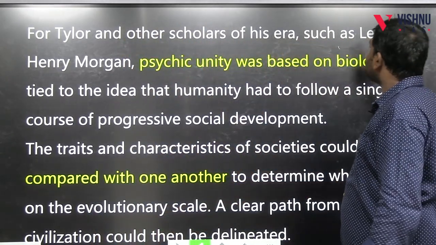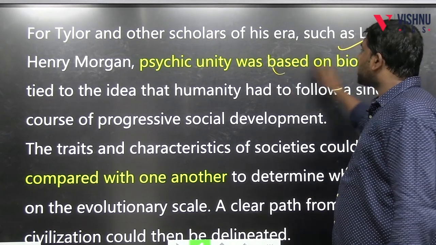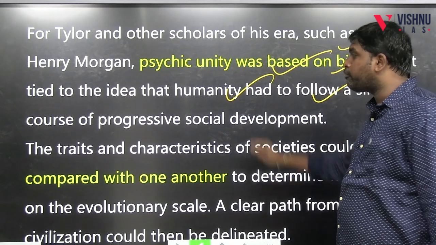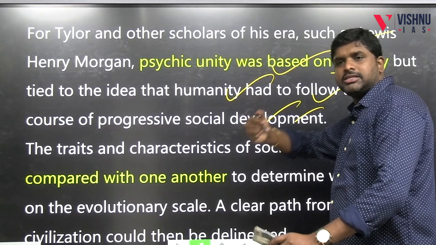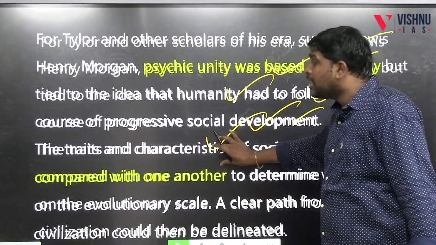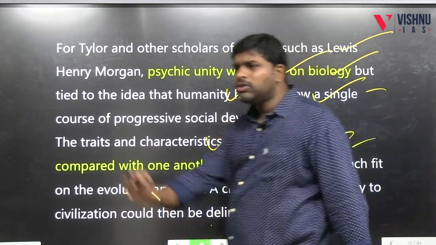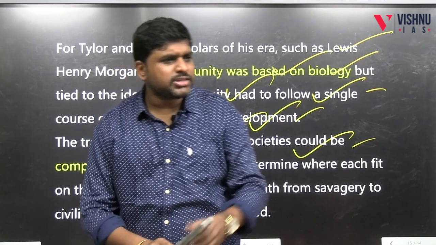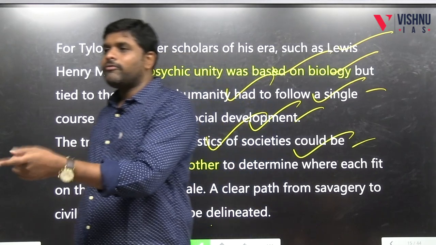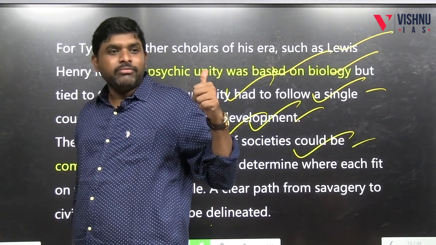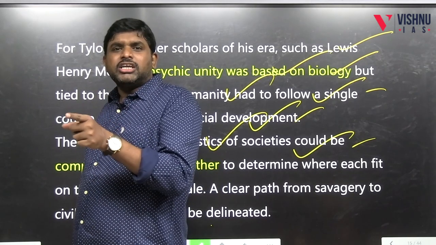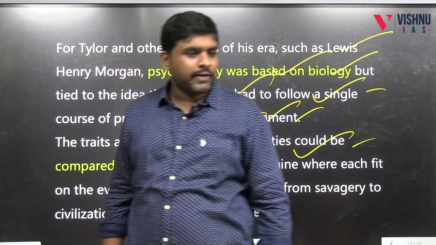For Taylor and other scholars of his era, such as Henry Morgan also, psychic unity was tied to the idea that humanity had to follow a single course of progressive social development: savagery, barbarism, civilization. The traits and characteristics of societies could be compared with one another. But when can I know that you moved from savagery to barbarism to civilization? When I compare. So, they advocated comparative methods. They gave importance to comparisons. So, we can know at what stage of development you are there when I compare.